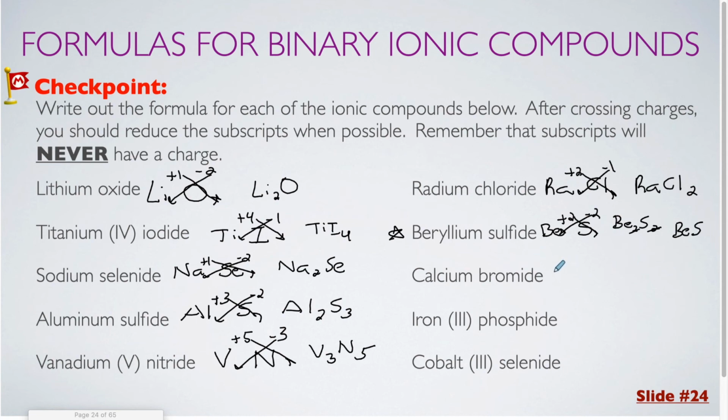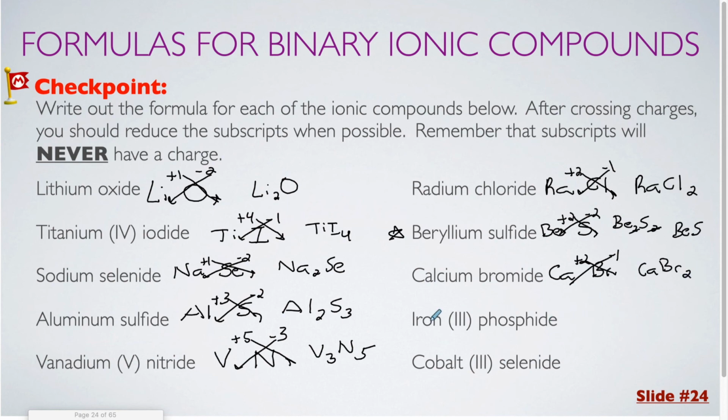In our next example, we have calcium bromide. Calcium is a positive 2. Bromine is a negative 1. When they crisscross down, we have calcium, there's just 1, and bromine, there's 2. CaBr2.